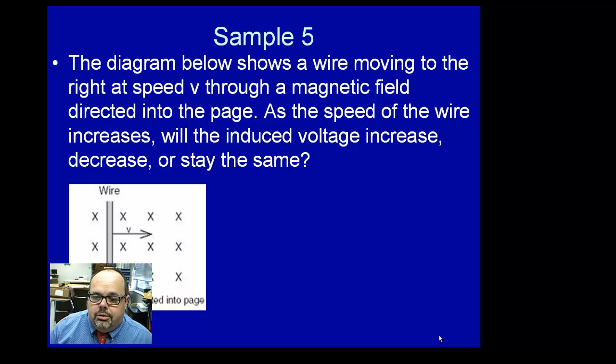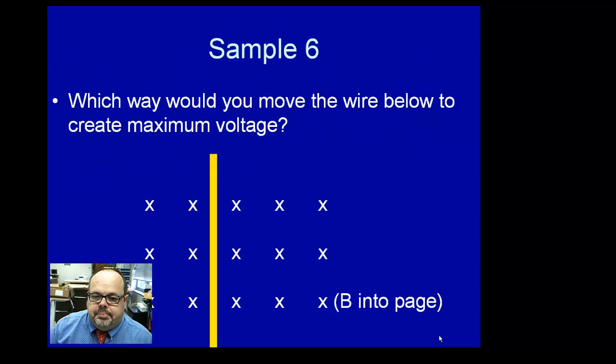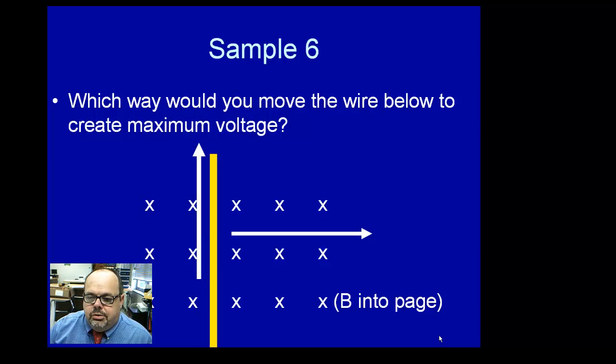So now, in which way would you move the wire below to create a maximum voltage? I'm going to give you two choices, that one or that one: moving parallel to the field or moving perpendicular to the field. Well, for the one going to the side this way, obviously the angle is going to be 90 degrees, so that's going to be maximum. When I move it the other way, the funny thing is when I move it parallel to the field, there's actually no force created. You have to have some component perpendicular to the field.